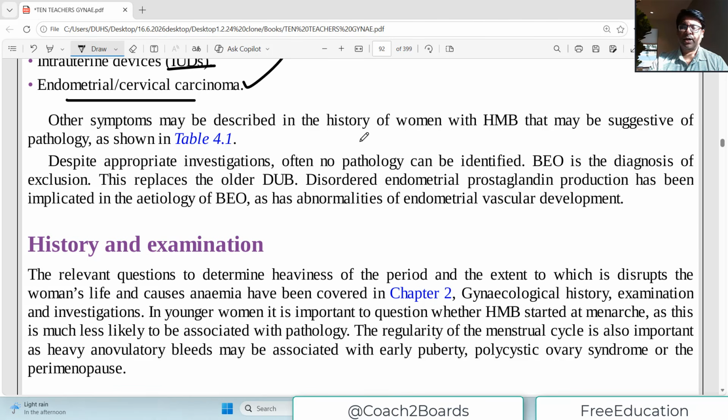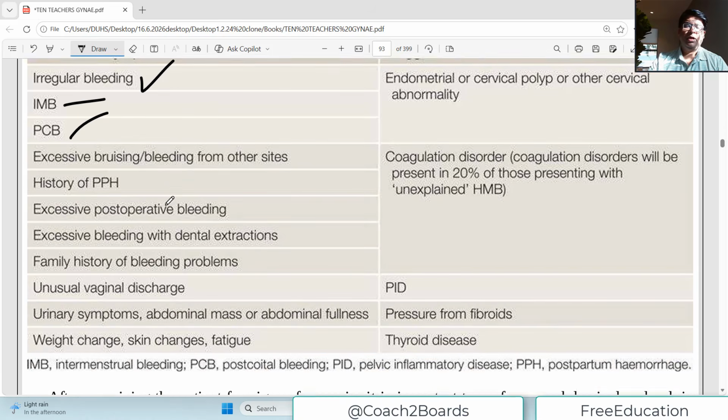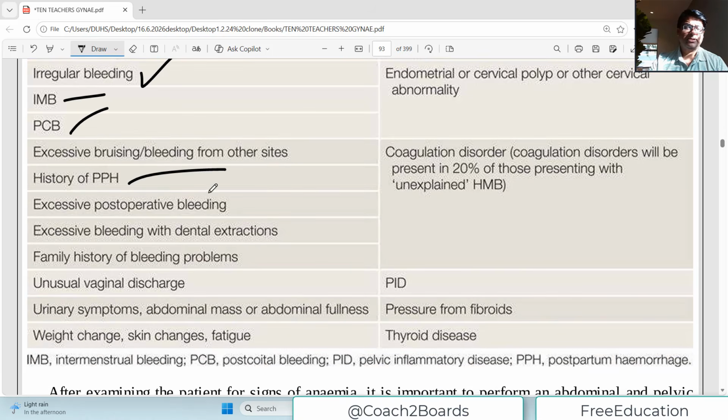Other symptoms may be described in the history, और भी symptoms हो सकते हैं. Let's have a look क्या क्या symptoms हैं. These are the associated symptoms with HMB. So heavy menstrual bleed के साथ ये हो सकते हैं. It can be irregular bleed. There is no fixed time period. These patients may also complain of intramenstrual bleed, postcoital bleed, history of PPH, for example, bruising.